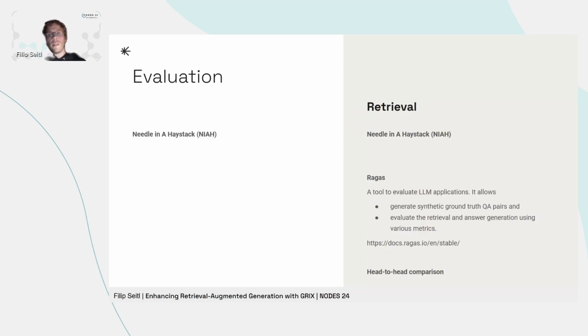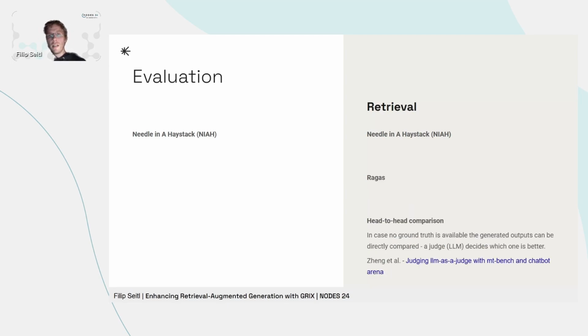Another option is the Ragas tool. It's widely used to evaluate large language model applications. It allows especially generating synthetic ground truth question-answer pairs, which is very useful if you don't have such ground truth. And then you have several metrics to measure the performance of your retrieval or generator.